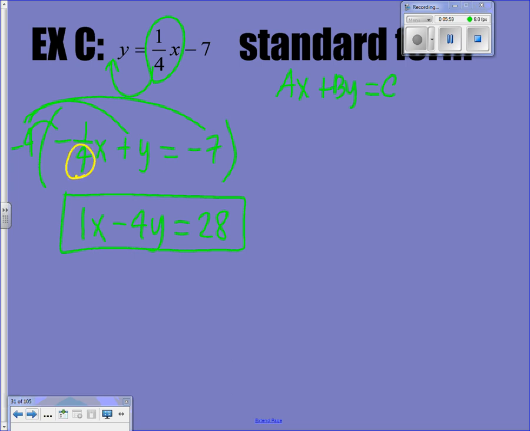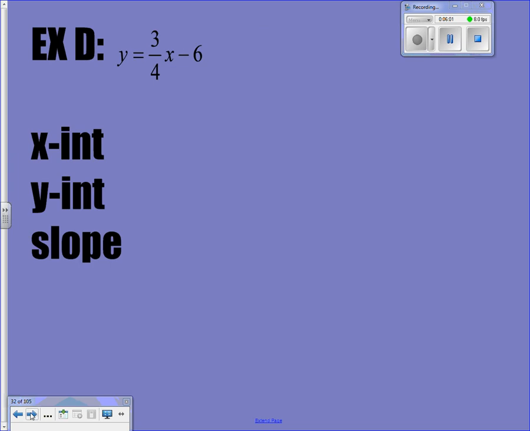Okay. Example D gives us y equals 3/4 x minus 6. Well, this is slope-intercept form, so this is m and this is b, which means I automatically know my y-intercept is negative 6. You got it, good job. And my slope, 3/4. You guys are champs at this by now, so I know you got that part.